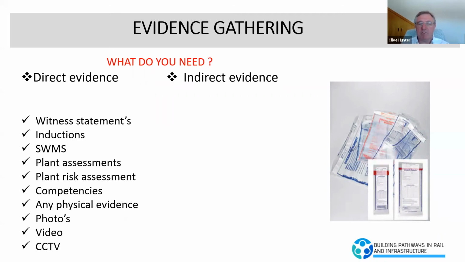So in these two boxes now, we're going to look at some of the direct information. So collecting witness statements. Have people gone through an induction? Did we have SWMS for the incident? Have we got plant assessments when it came to site? Have we got plant risk assessments of whether it's capable of doing this job? Looking at competences of the individual. Looking at physical evidence. Is the slope there? Is there other things which have been identified?